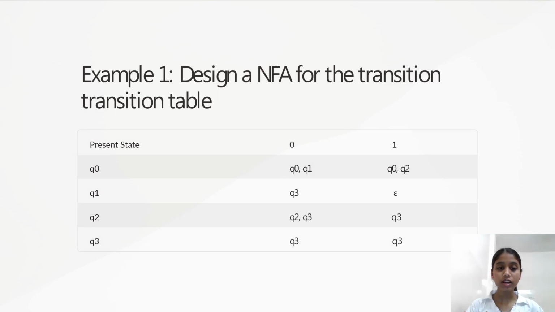So let us understand how to design an NFA for the transition table given. The present states are Q0, Q1, Q2, Q3. Q0 on 0 will go to Q0, Q1, Q0 on 1 will go to Q0, Q2, Q1 on 0 will go to Q3, Q1 on 1 will go to epsilon, that is nothing. Q2 on 0 will go to Q2 and Q3, Q2 on 1 will go to Q3, Q3 on 0 will go to Q3, and Q3 on 1 also will go to Q3.